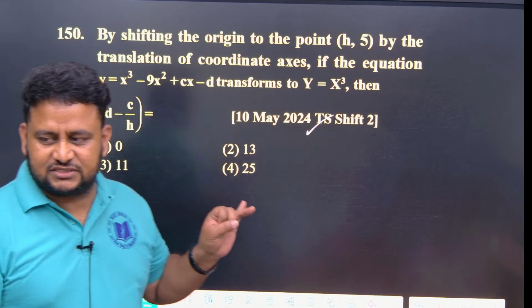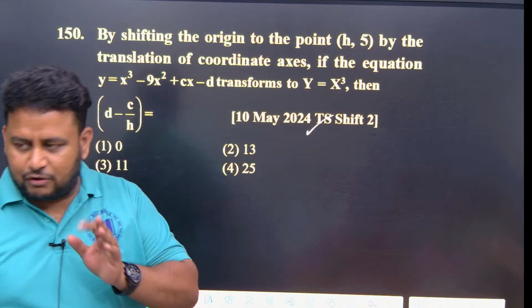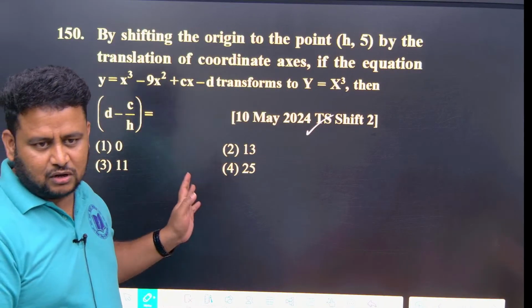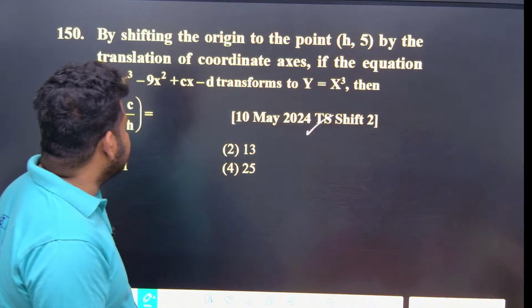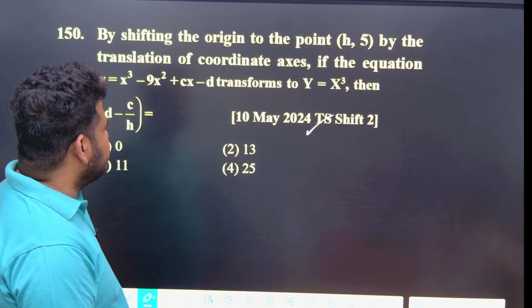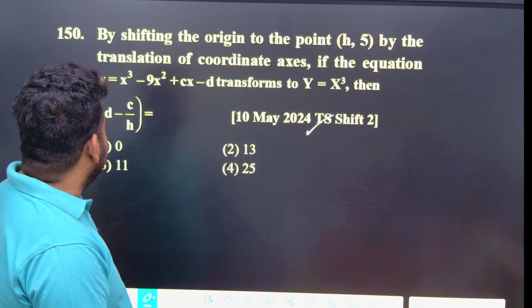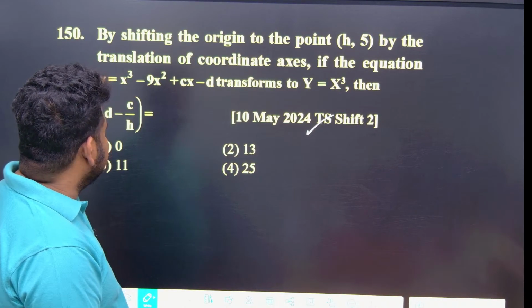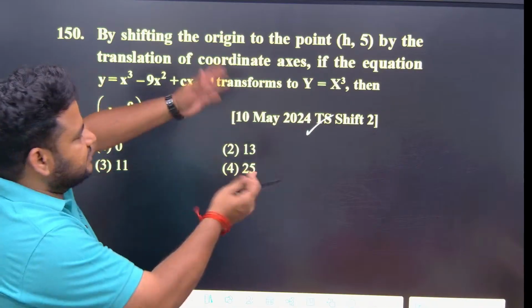Translation and rotation of axis. Correct? So that is simple, you have to understand. Okay, you will be able to solve. So this is what? By shifting the origin to the point (h, phi), by the translation of coordinate axis, if the equation y is equal to x cube minus 9x square plus cx minus d transforms to Y is equal to X cube.